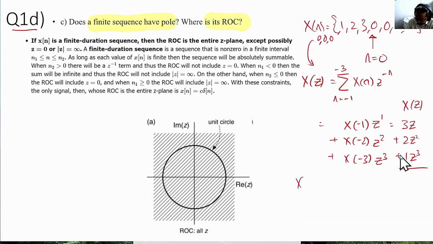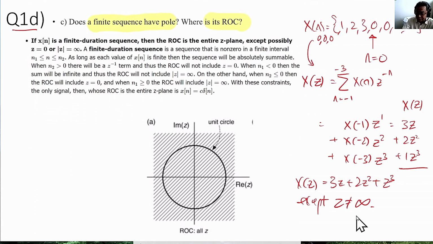Now, since we have X(z) equals 3z plus 2z squared plus z cubed, there is no pole. There is only 0. So the region of convergence is the entire z plane, except, of course, when z is at infinity. When z is at infinity, then X(z) will not converge. So the ROC is all of the complex plane except z equals infinity for a finite anti-causal sequence.